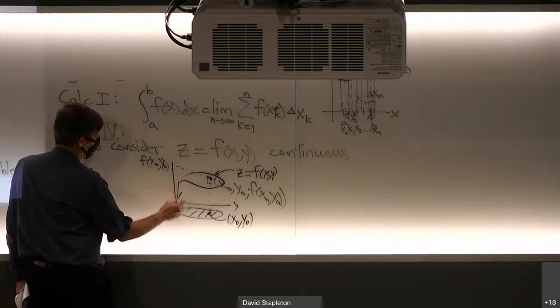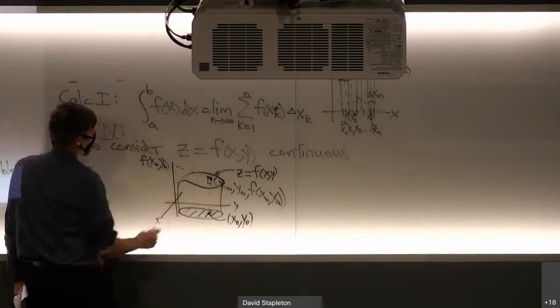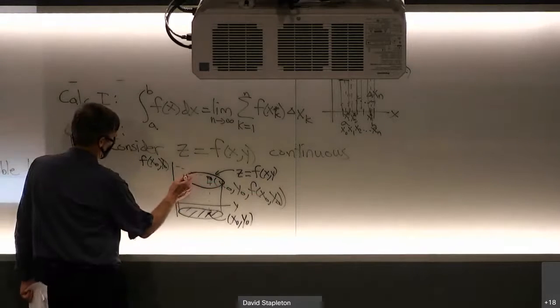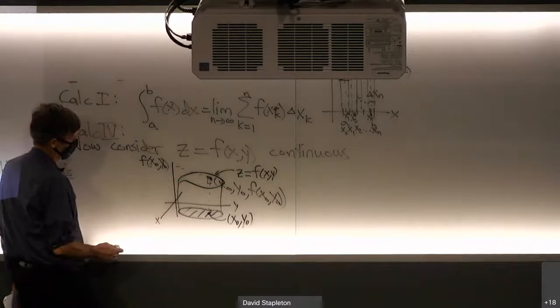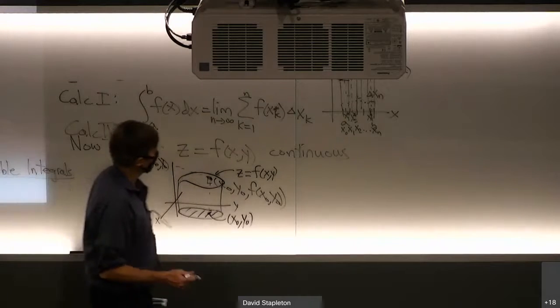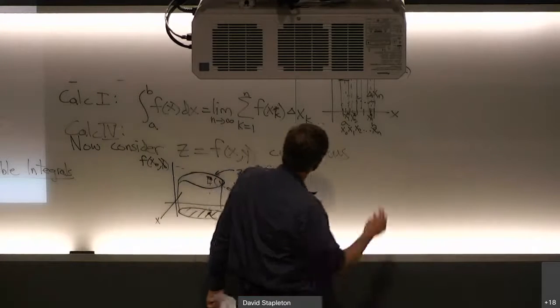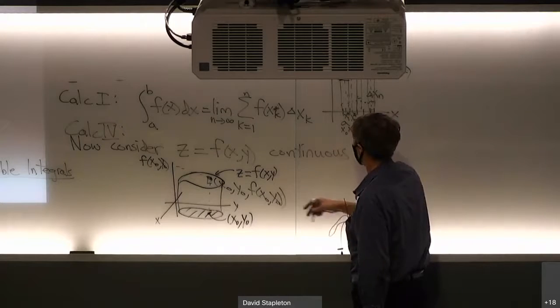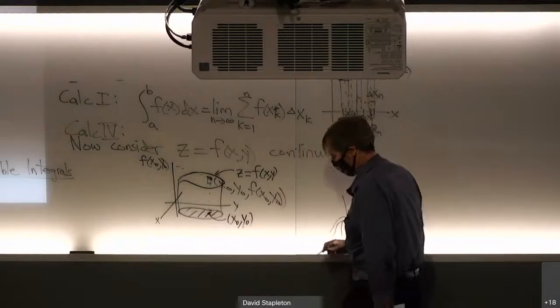Suppose we want to find the volume under the surface. What shall we do in analogy to calculus 1? All right. So here's a surface z equals f of xy sitting over a plane region. Well, let's start with the easiest case. We started with just a simple interval here. Let's try a simple interval on each of the xy axes.